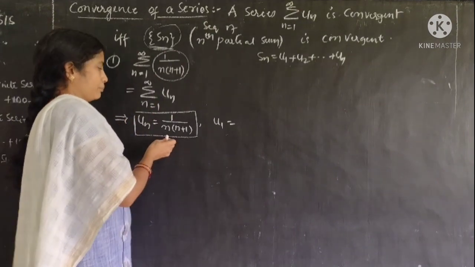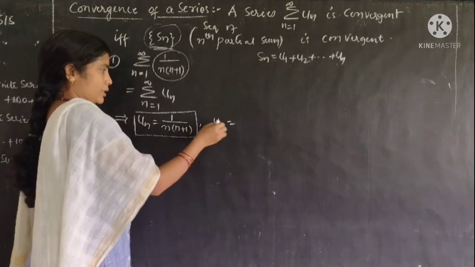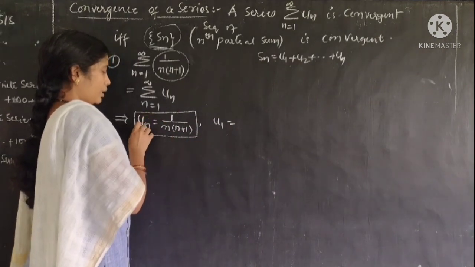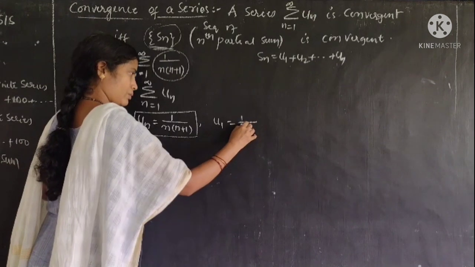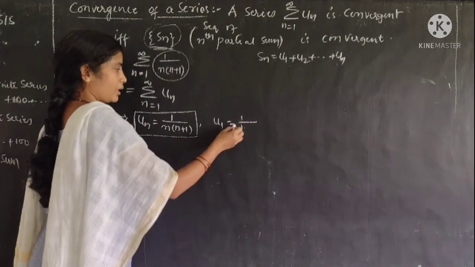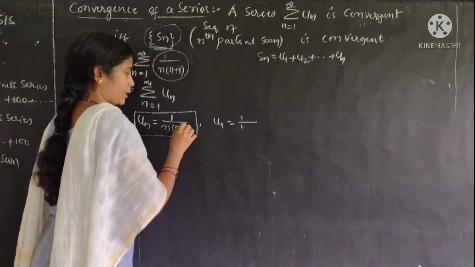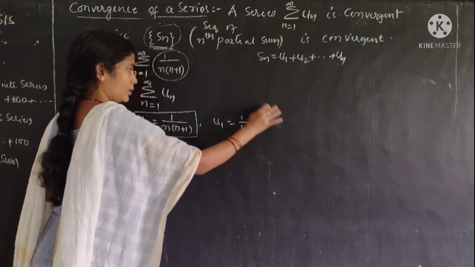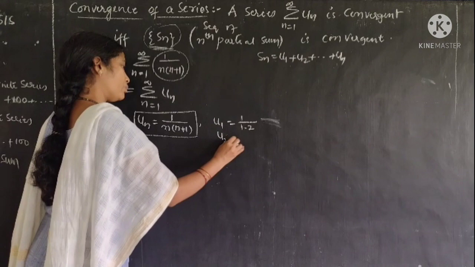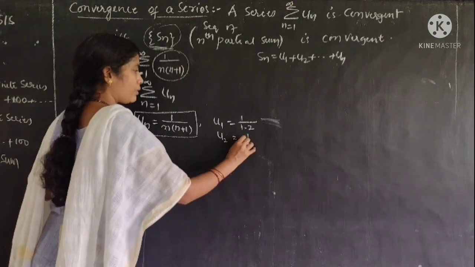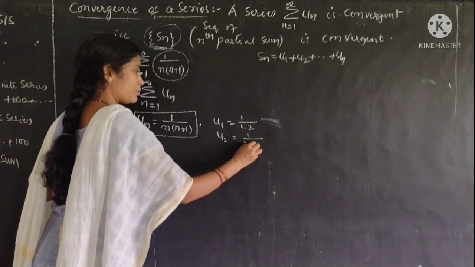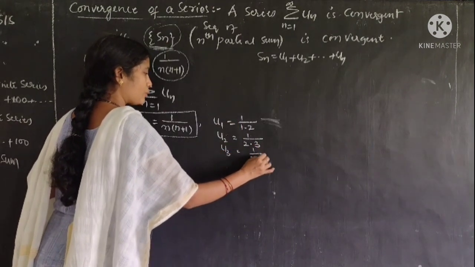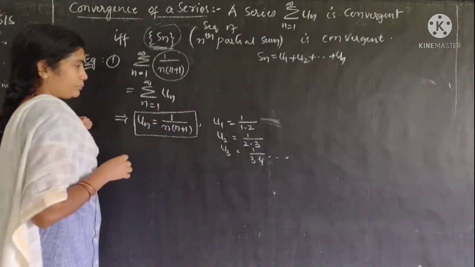Okay, right. Coming to the first term of the series, n equal to 1, replacing n by 1: 1 into 1 plus 1, that is 1 into 2. And u2, what is u2? Giving n as 2, this value is 2 into 3. u3, this value is 3 into 4, and so on, like that.